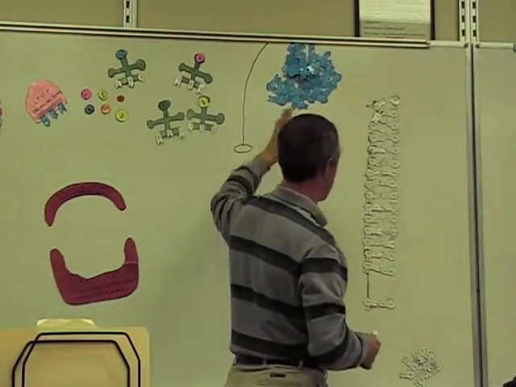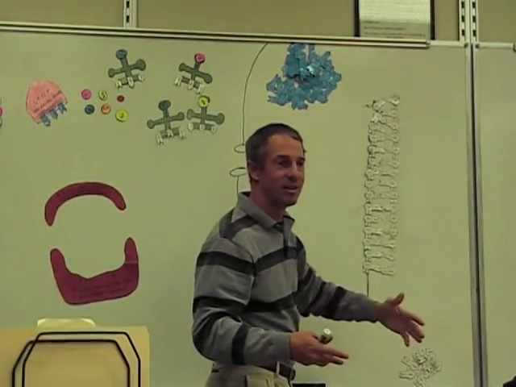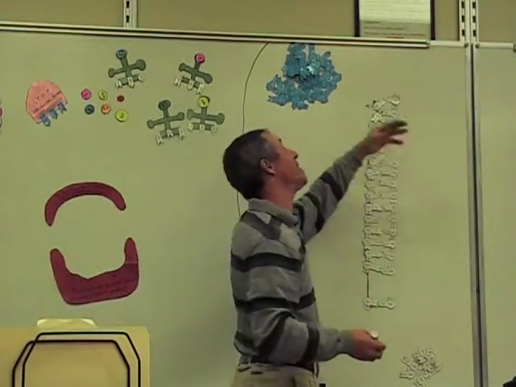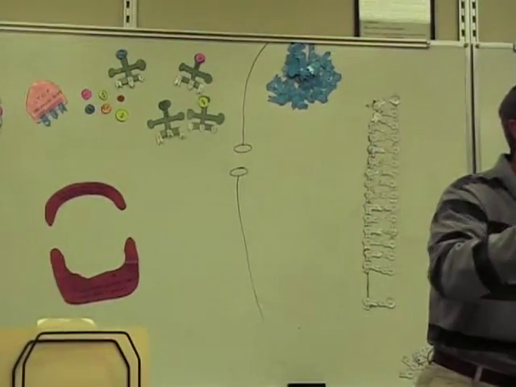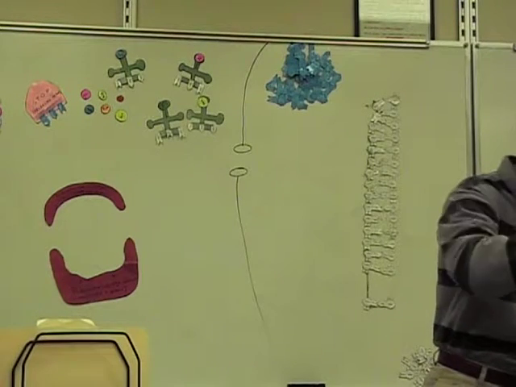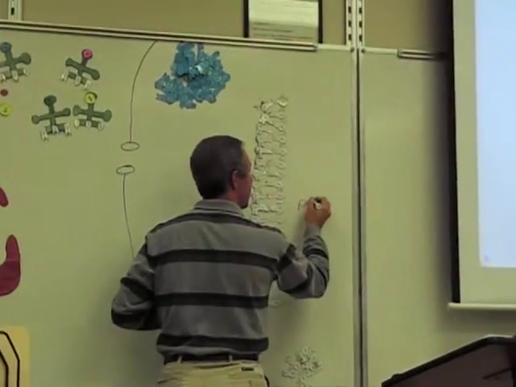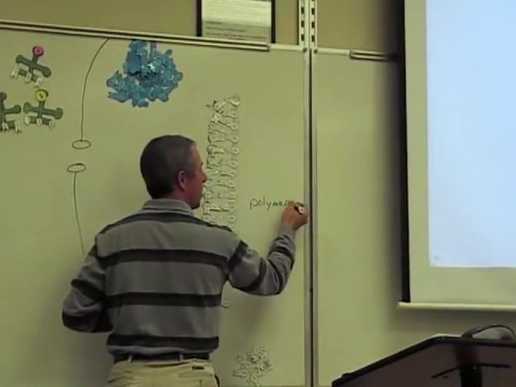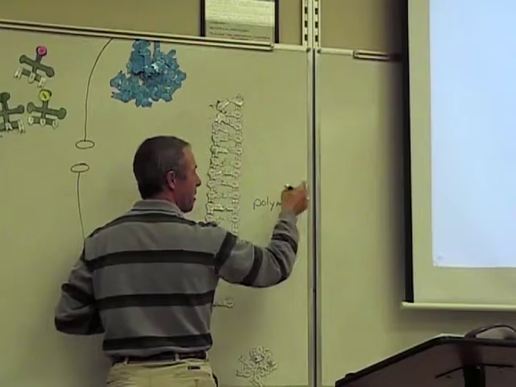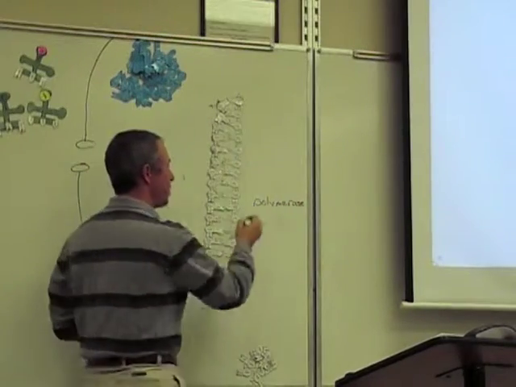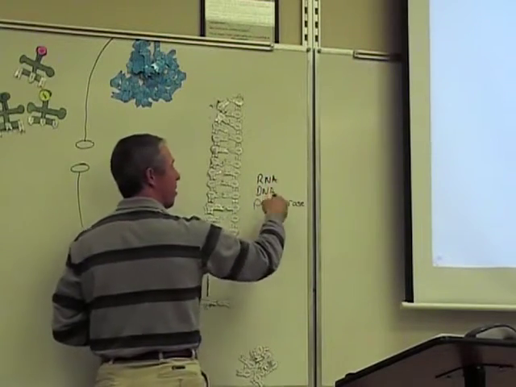Now, how this starts is there's a special enzyme called RNA polymerase. It's like DNA polymerase, but it's RNA polymerase. DNA polymerase makes new DNA. RNA polymerase makes new RNA. The word polymerase has polymer in it, and ase means enzyme. It's an enzyme that makes a polymer. So you have DNA polymerase that makes the DNA, and you have RNA polymerase that makes the RNA.